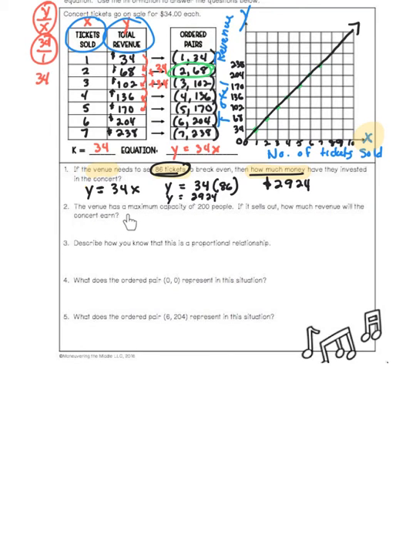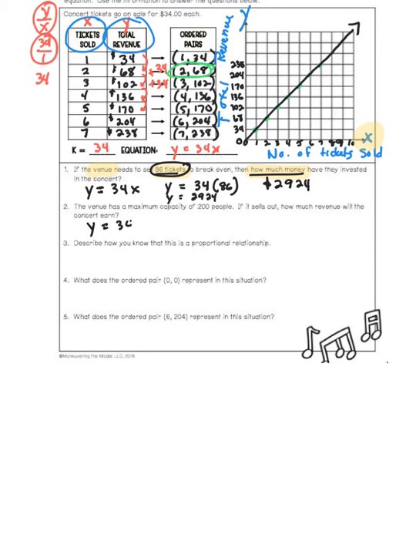Next, number 2. The venue has a maximum capacity of 200 people. If it sells out, meaning 200 people, 200 tickets, how much revenue will the concert earn? So let's go back to our equation. y equals 34x.